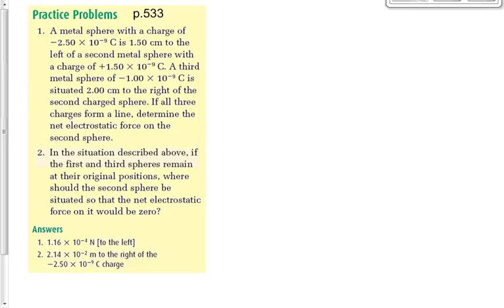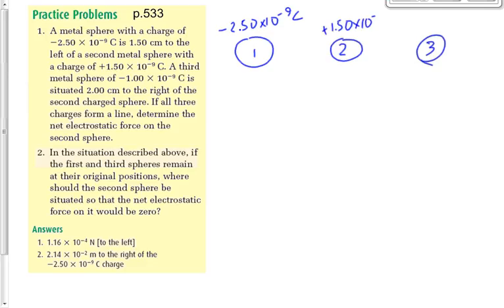Question number 2 looks like this. We got a charge, number 1, of negative 2.50 times 10 to the minus 9 coulombs. Number 2 is somewhere in between 1 and 3. 2 is a charge of positive 1.50 times 10 to the negative 9 coulombs. And 3, over here somewhere, has a charge of negative 1.00 times 10 to the minus 9 coulombs. I don't know where number 2 is, right? We're not told. We just know it's in between somewhere.